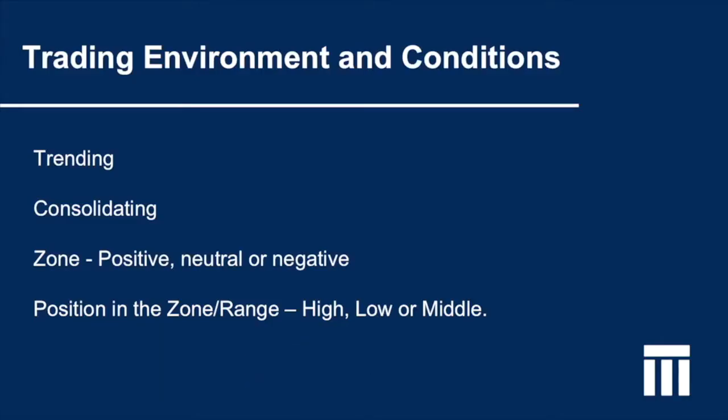Those are the basics of the conditions and the environment, but we also want to go a little bit deeper than that and look at what zone we are in the market. There are three types of zones. We're either in a positive, neutral, or negative zone, and within that zone we have three positions as well. We're either at the high of perhaps a positive zone, a low of the positive zone, or we're just in the middle. So we need to take into account all of these elements to really understand the conditions which we are trading in on a day-to-day basis.